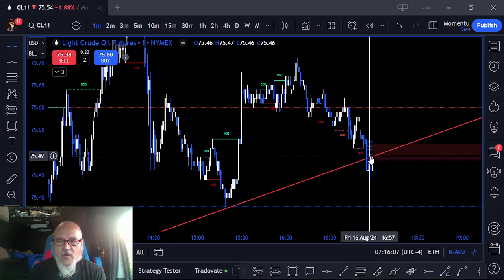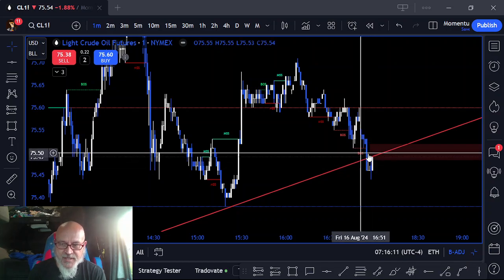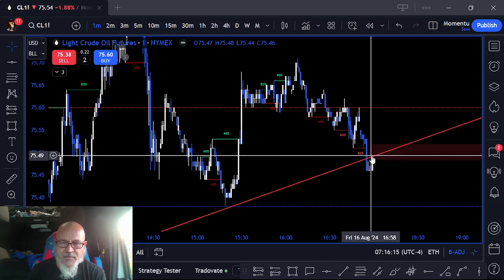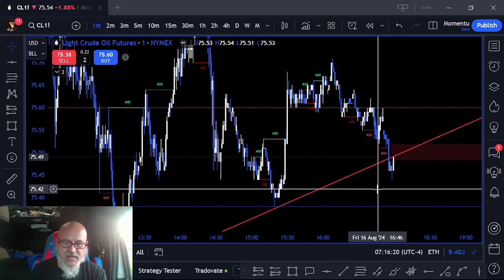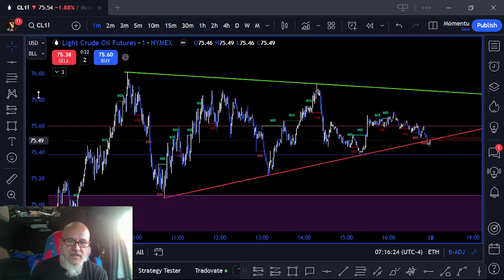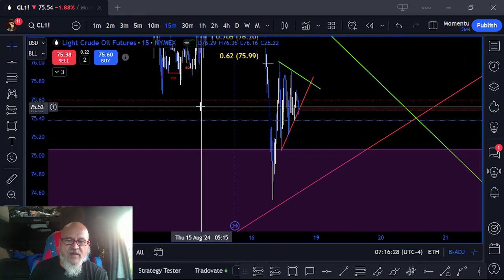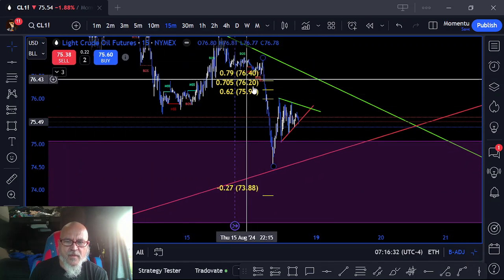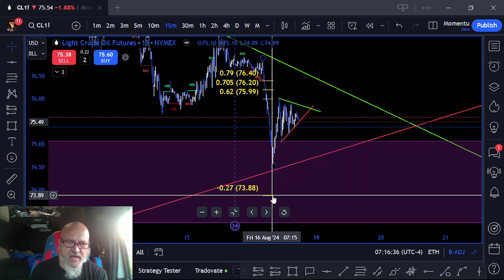So on the Sunday open, I'm going to be on this 1 minute chart, and I'm going to be watching: do we immediately gap down from here? If we do, I'm looking to take this short, because on the short, if we go back to the 15 minute, I have my fib drawn here, and our target is down here at 73.88.